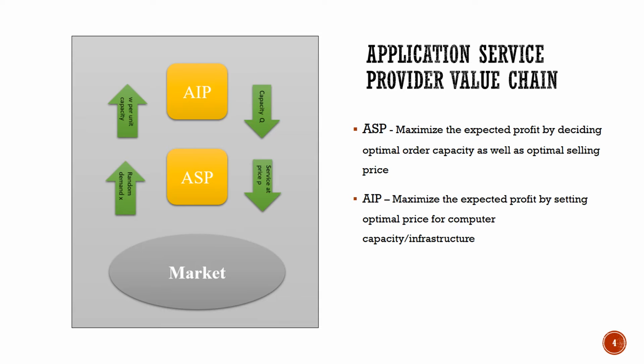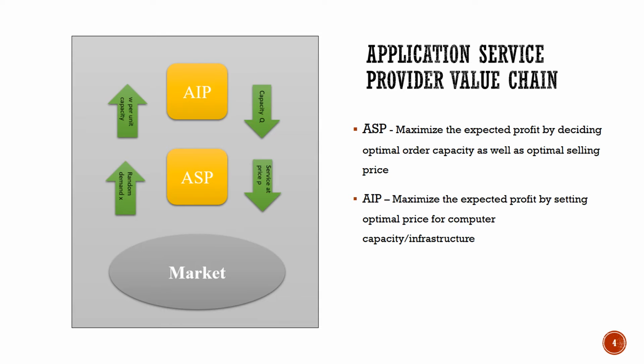So to provide the application services to its clients, the ASP acquires computer capacity Q from AIP, who charges W per unit capacity, and the ASP sells its value added service to the market at the price P per unit capacity, as we can see in the figure. The ASP faces the price sensitive market demand for its services.